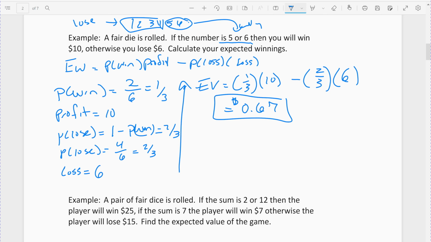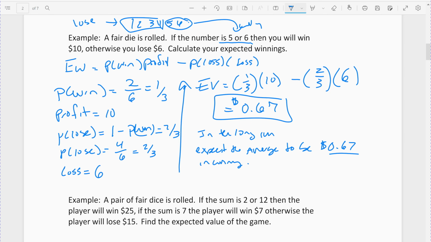All right. So again, this is if we play this game in the long run. If I play this game many times, or if we have a bunch of people playing this game, they'll win some, they'll lose some. So they'll win $10, they'll lose $6. We would expect the average to be, well, it does actually come out to a positive dollar amount. So it comes out to be a positive 0.67.